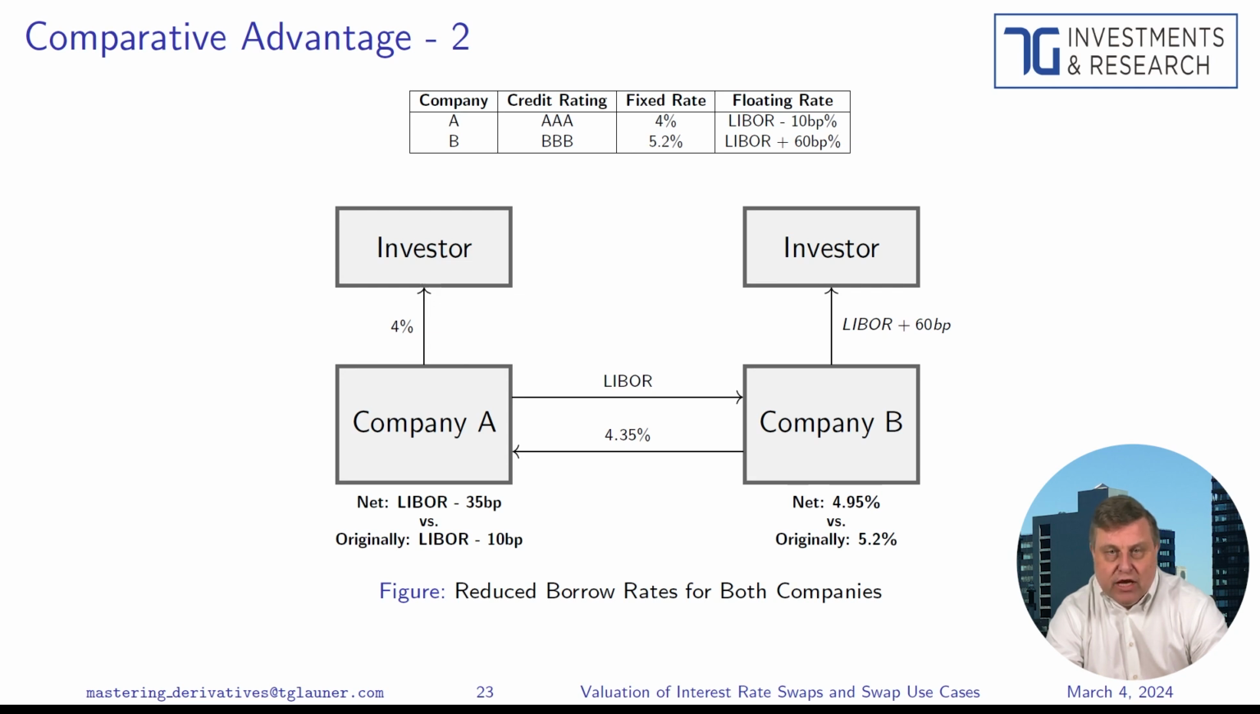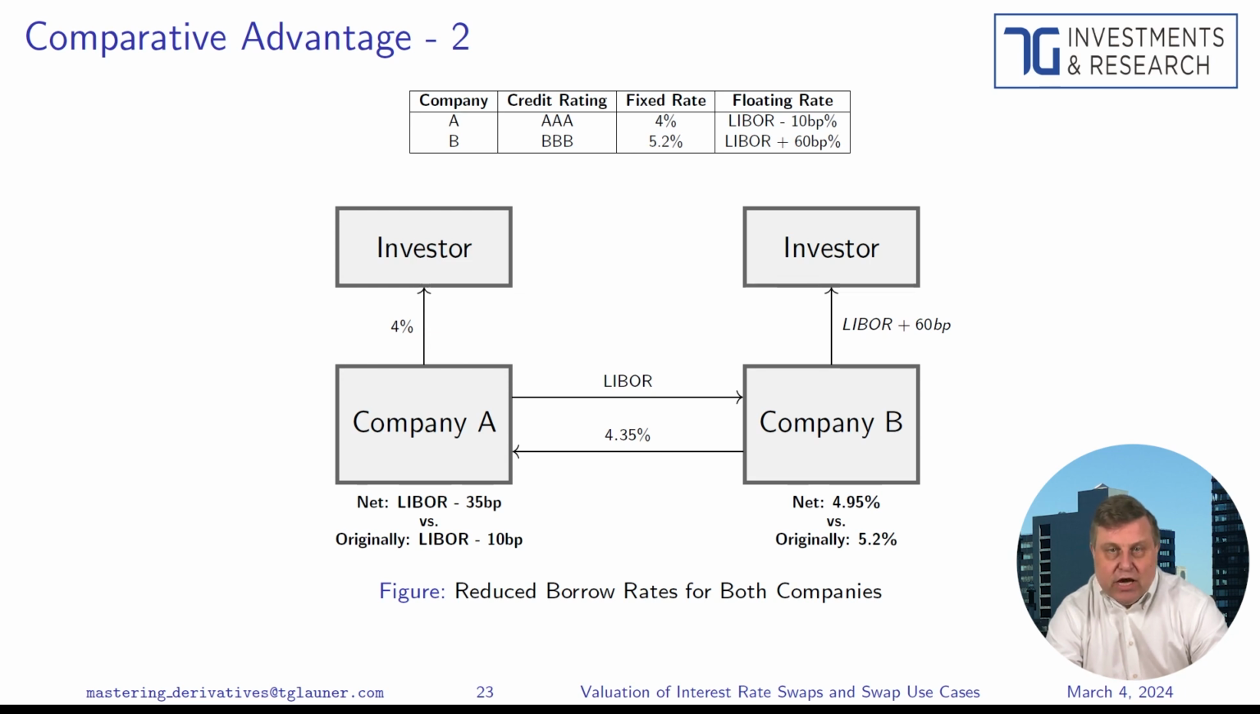Company A effectively borrows at LIBOR minus 35 basis points, a savings of 25 basis points compared to the original LIBOR minus 10 basis points. Whereas Company B ends up paying out only 4.95%, which is less than the initial rate of 5.2%. So they both benefit.